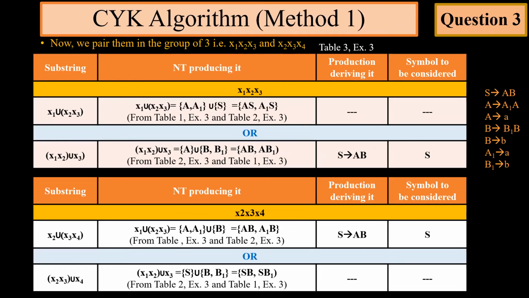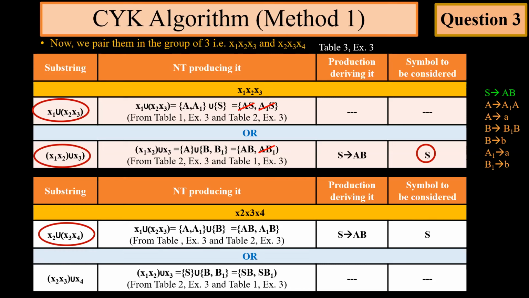Now we consider pairing of 3, x1, x2, x3 or x2, x3, x4. So we need to consider both cases, x1 in union with x2, x3 or x1, x2 in union with x3. The output which we generate from the first is AS, A1S. None of them generates any output corresponding to the given grammar. Then we go to x1, x2 in union with x3. From this we get two outputs and S tends to AB is the one which is derivable from the grammar. So the symbol to be considered is capital S.